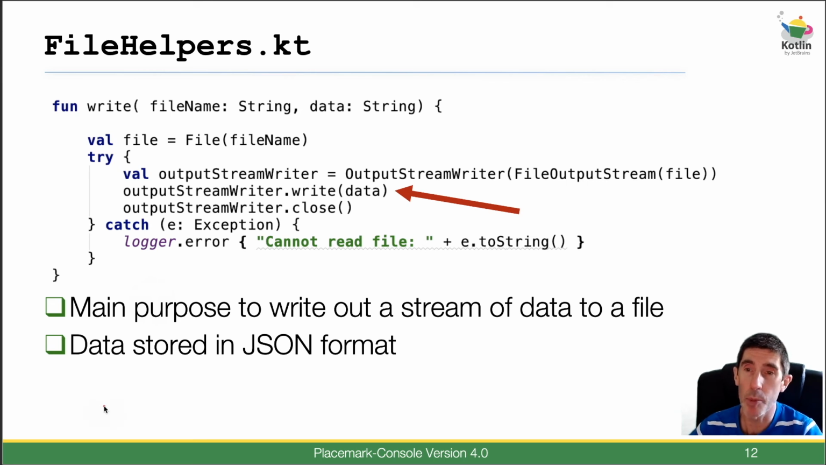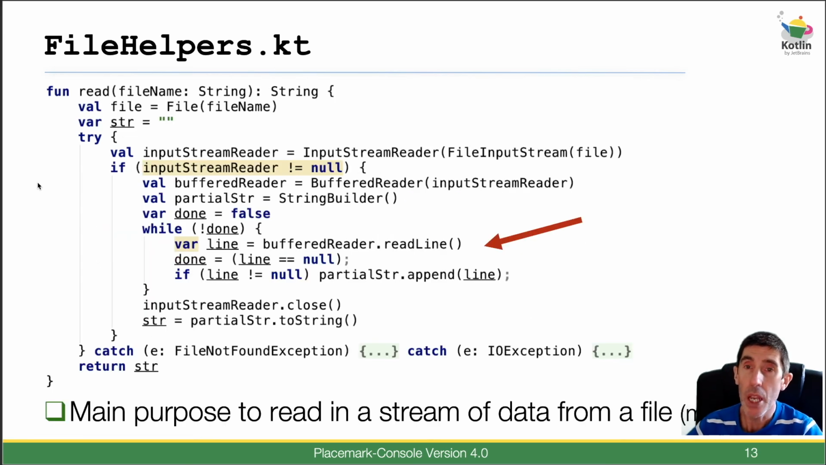So the main purpose is to write out a stream of data to a file, and that data is stored in JSON format. So the data that's passed in here is actually the JSON representation of our place marks. Okay, and again, I'll take you through the serialization process in later parts of this section.